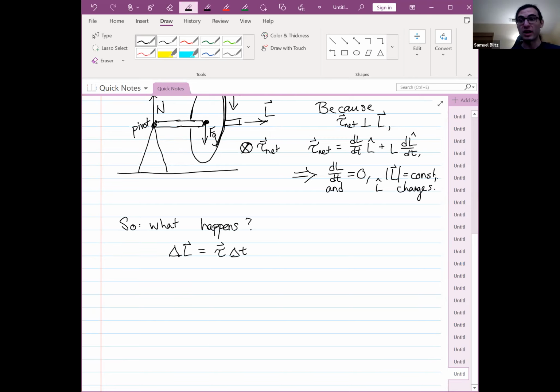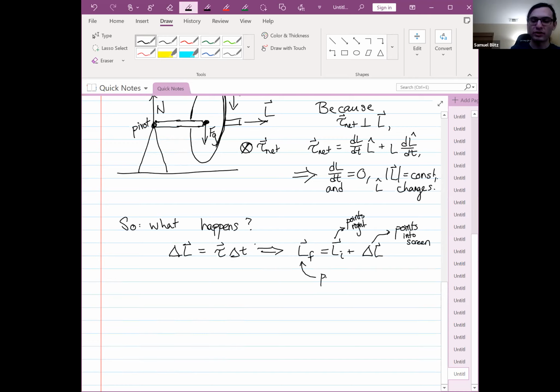So we can compute what direction the new L points after a little bit of time by using this formula. This implies that L final, after a time delta t has elapsed, is equal to L initial plus delta L. Delta L points into the screen, because that's the same direction as the torque. L initial points to the right. So that means that L final points to the right and into the screen.